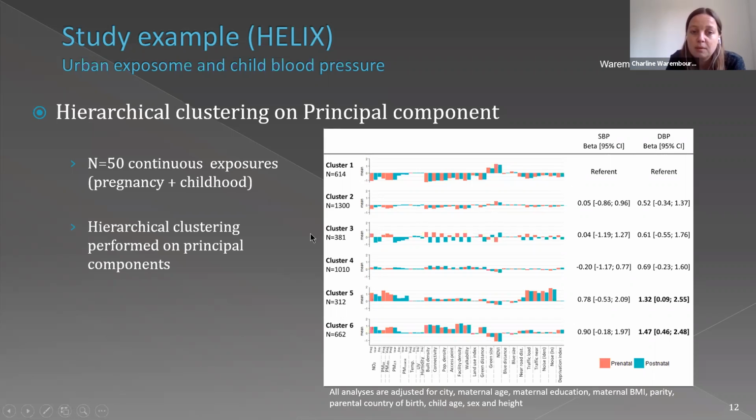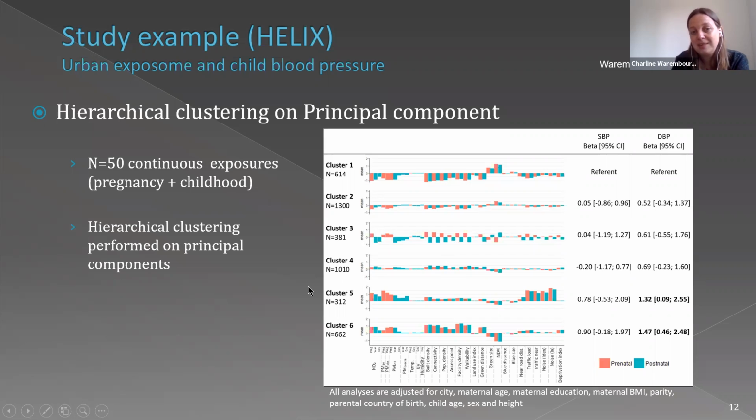On the other hand, for example, cluster 3 is characterized by a different urban exposome during pregnancy and childhood. So, for example, we observe that the children in this cluster had high exposure to air pollution during pregnancy, but lower exposure to air pollution during childhood. And it's quite the same with the other exposures.